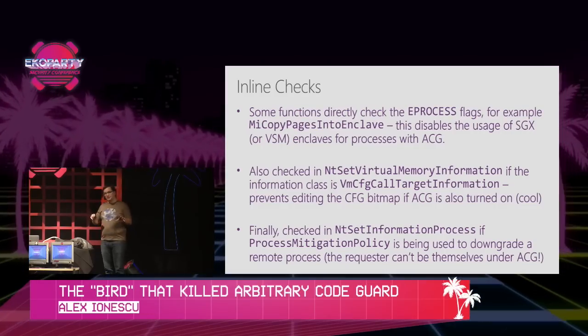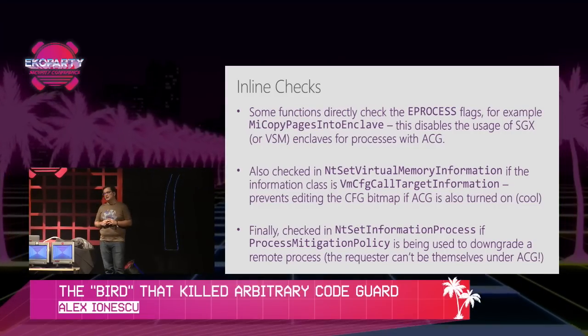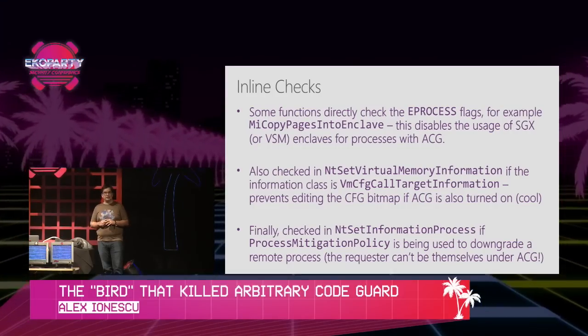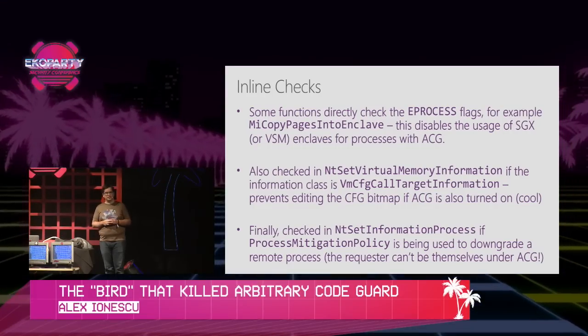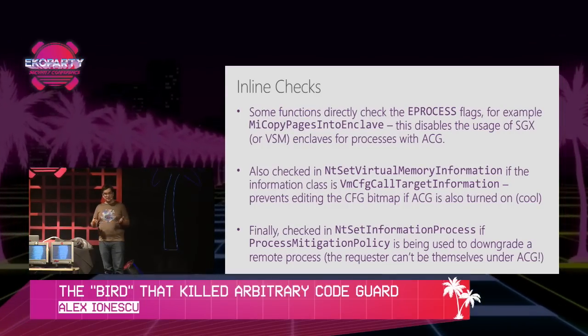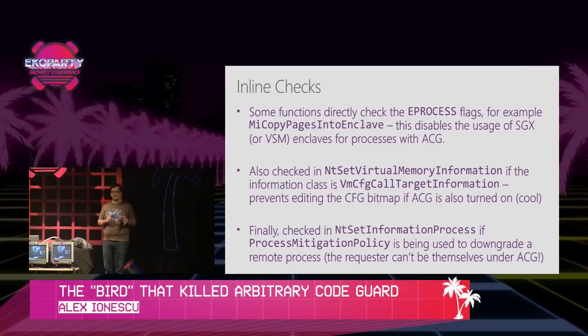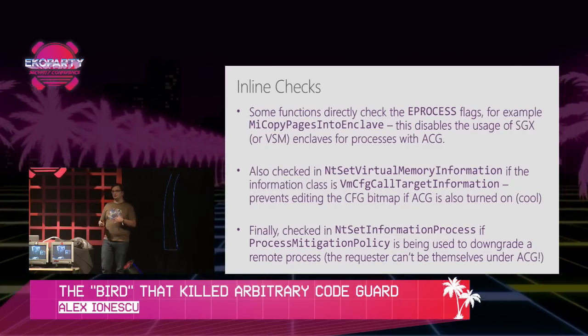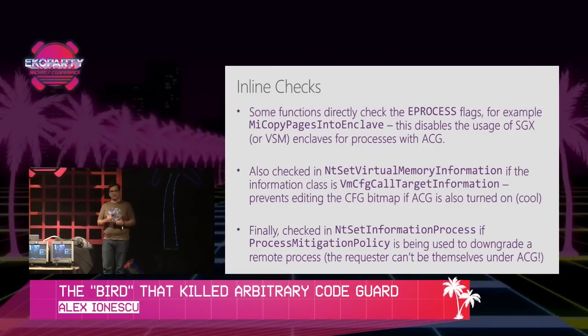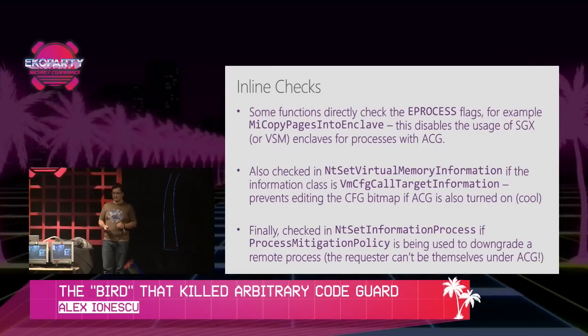There's also a few other checks throughout the kernel that are pretty interesting. One of them, for example, is if you create an enclave. Enclaves are the Microsoft word for SGX, Intel's secure execution environment. Windows 10 supports SGX. Well, something that has Arbitrary Code Guard enabled can't use SGX, because SGX is a way to get the CPU to execute code. Microsoft's smart enough to say, no, you can't use that.